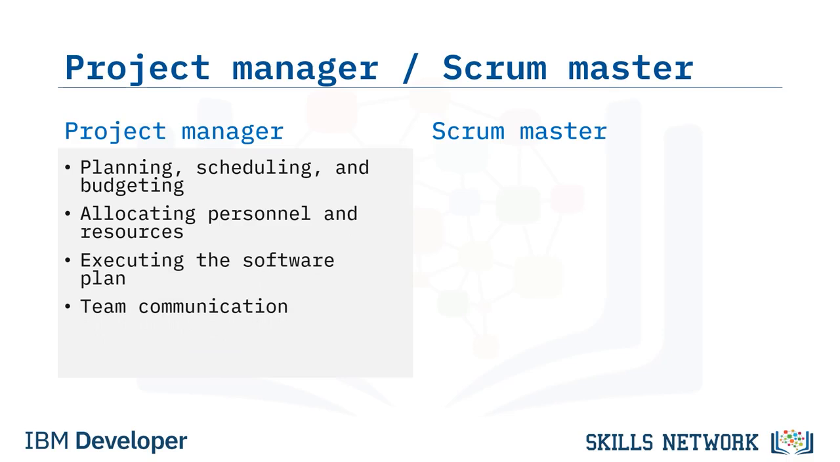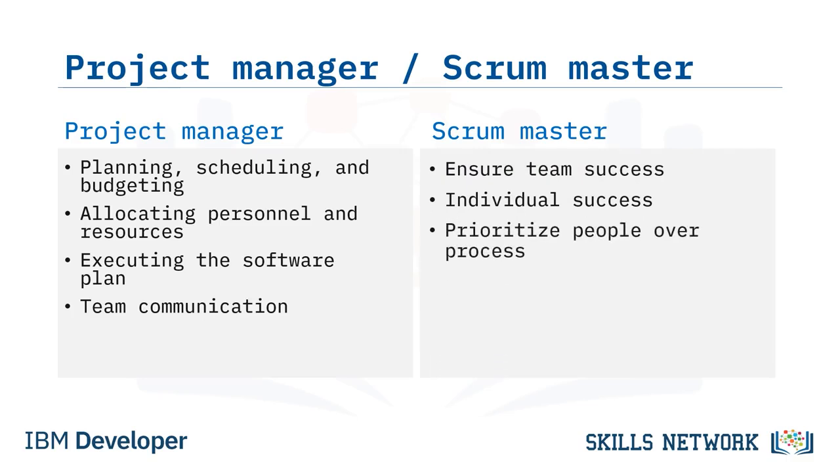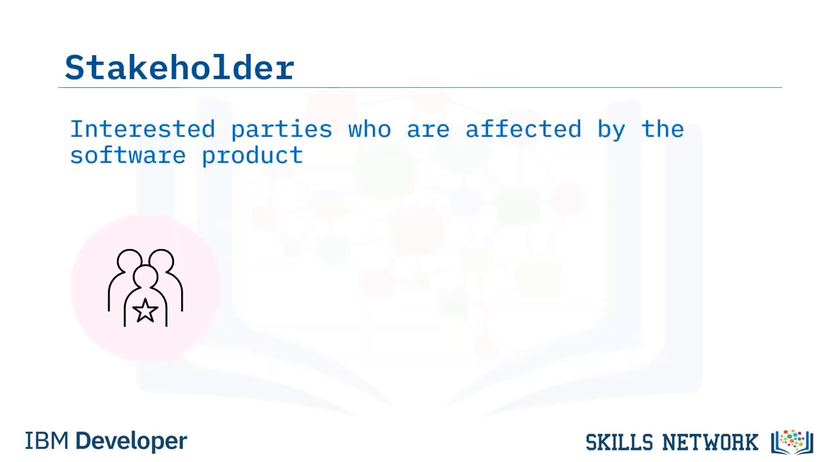In Agile, there is a Scrum Master. Rather than focusing on planning, the Scrum Master is focused on ensuring team and individual success. Remember that the 4 core Agile values prioritize people and communication over processes, and the Scrum Master is responsible for facilitating that communication. The stakeholders are the people for whom the product is being designed.